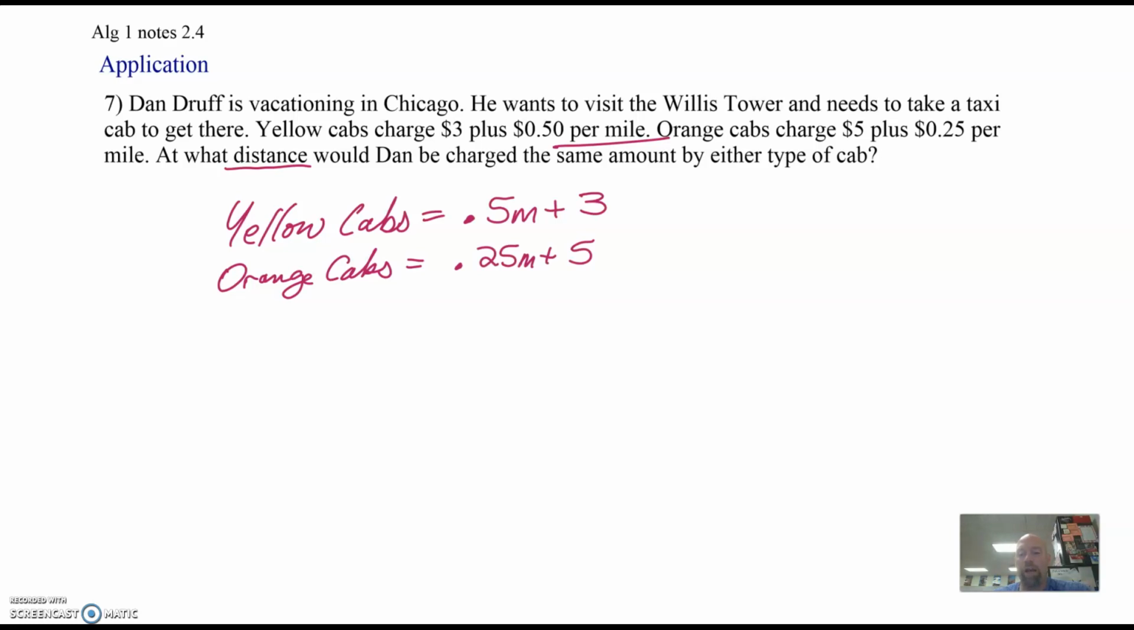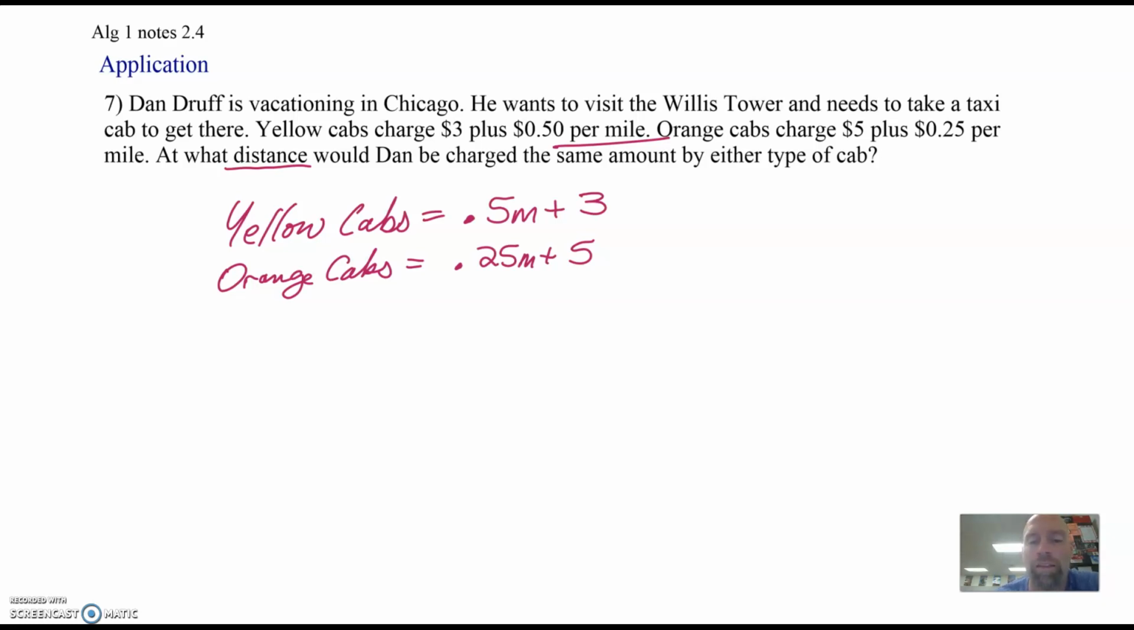Okay, hopefully you actually do not have a pencil in your hand. There's my stylus that I used to write. I am done with mine, so I'm going to put it down and check without anything in my hands, and I got it right. Good for me. Okay, so in order to find out at what distance they're going to be charged the same amount, we're going to set these two cab companies equal to each other.